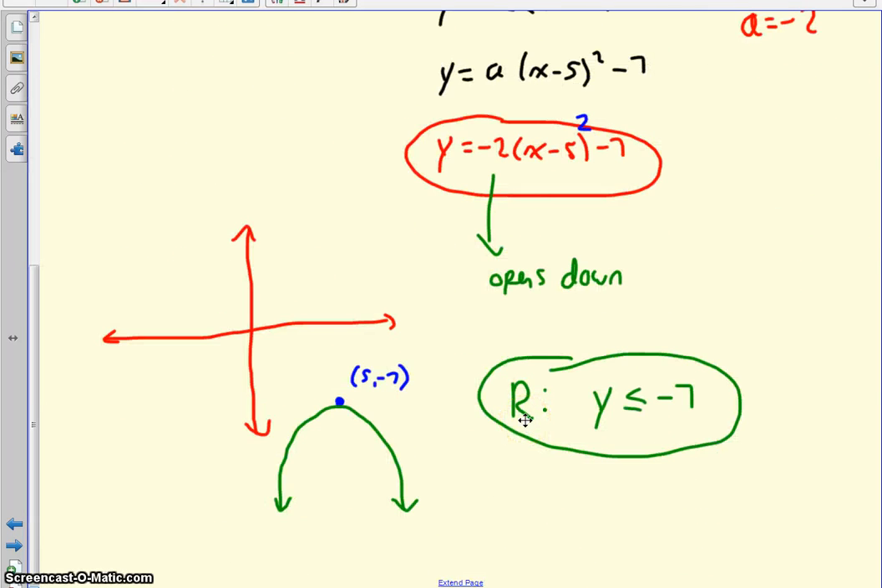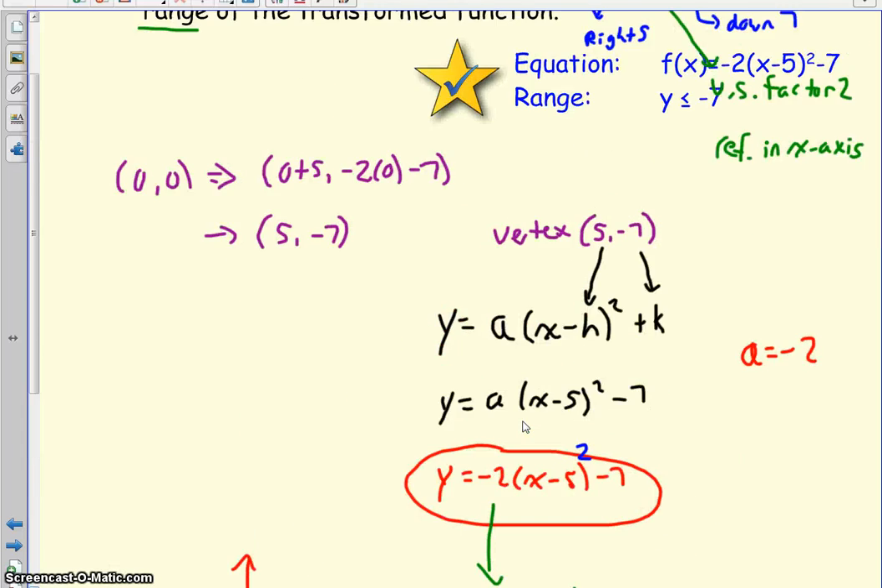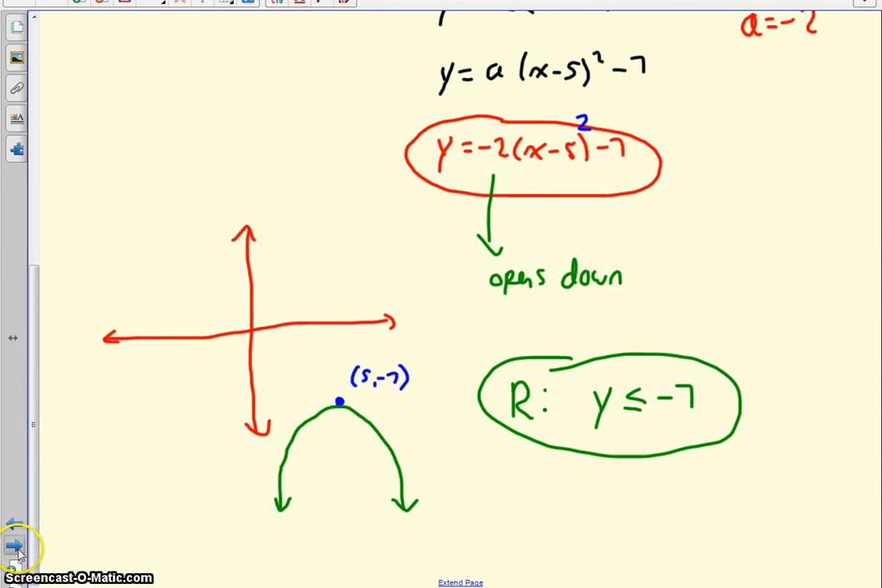Okay, so anytime you want to find the range of a quadratic, you want to be in vertex form, because it gives you the vertex, you have the direction of opening, make a quick little sketch, you can get an idea of the range from there. Okay, so let's keep going, let's take a look at another one.